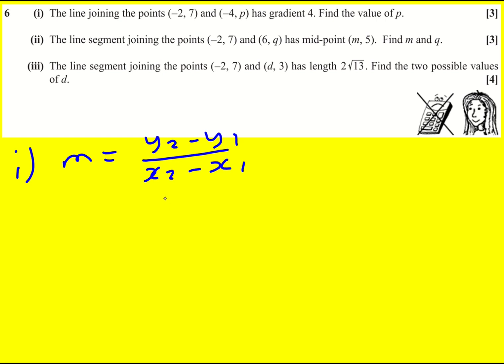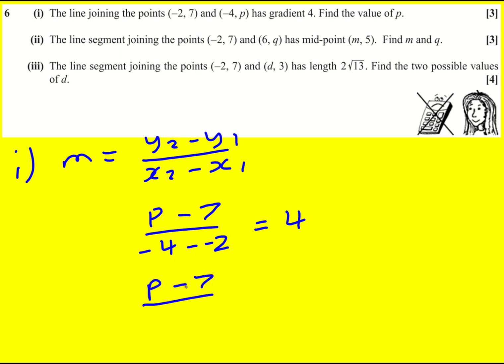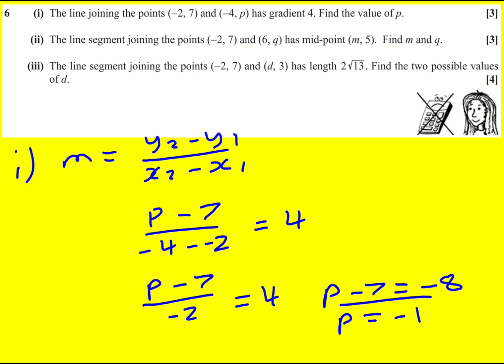I think I'll go with p as y2 because then I keep p as being positive. So it's going to be p minus 7 over minus 4 minus minus 2, and that is going to equal 4 because that's the gradient. Now I can write the next line. That's going to be p minus 7 divided by minus 2 is equal to 4. So p minus 7 is going to be minus 8, and therefore p is going to equal minus 1.